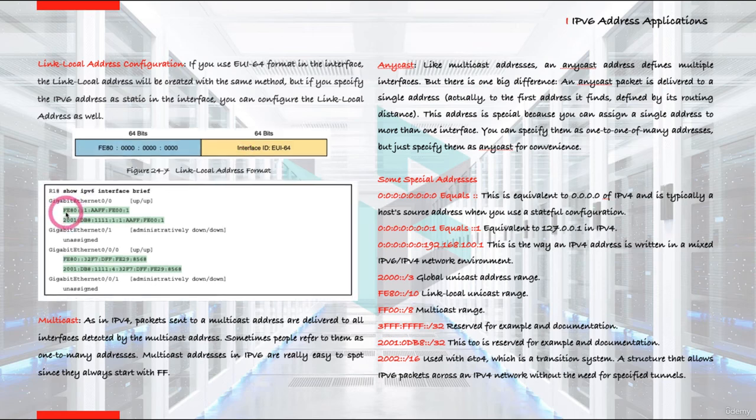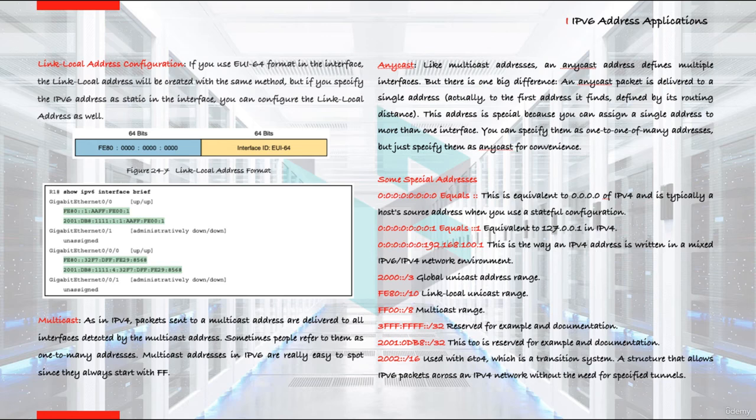As shown in the example here, our link local addresses start with FE80, then the first block, second block, third block, fourth block. This is an interface ID derived from the MAC address of the interface. In the same way you can see that our IP address is generated from the MAC address. As in IP version 4, packets sent to a multicast address are delivered to all interfaces detected by the multicast address. In IP version 6, multicast addresses start with FF.